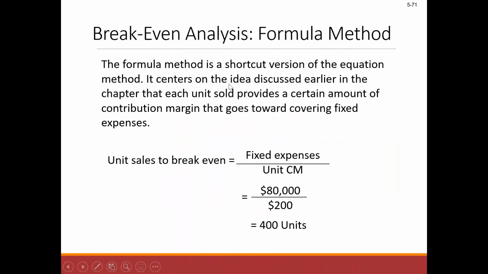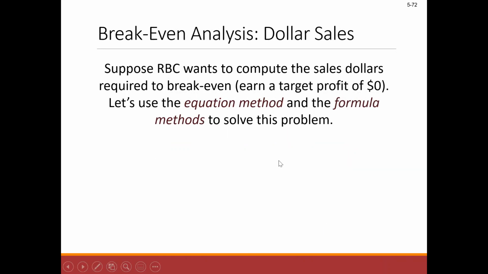The formula method is a shortcut. It centers on the idea that each unit sold provides a certain amount of contribution margin that helps cover the fixed expenses. So you can do it in units, or you can do it in dollar sales. Suppose RBC wants to compute the sales dollars required to break even and earn a target profit of zero.